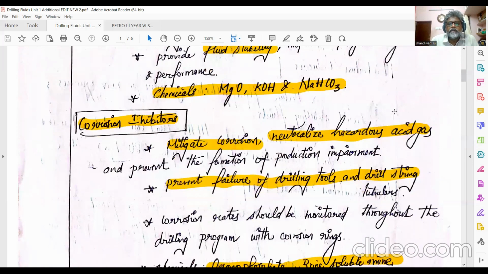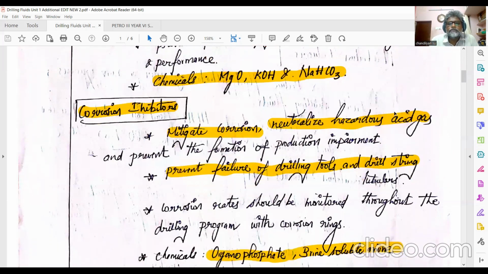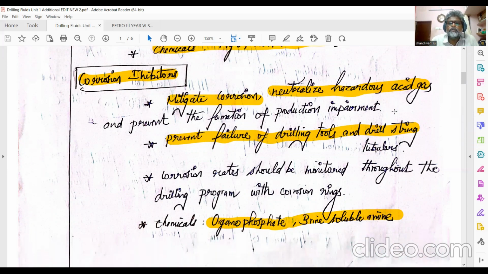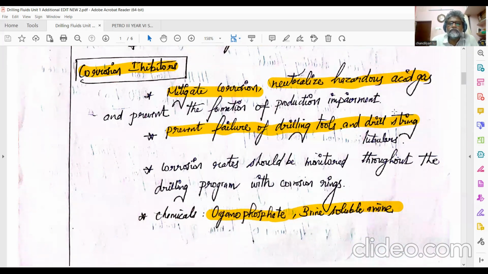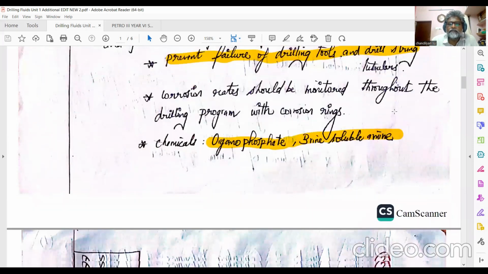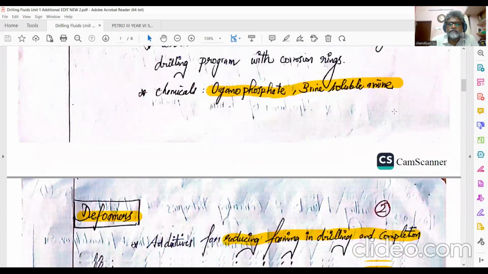Corrosion inhibitors. Corrosion inhibitors are the chemicals which are added to prevent the corrosion, stop the corrosion, mitigate, neutralize the acid gases. Acid gases are H2S and carbon dioxide. These two gases are present in the well fluid, which can be a result of corrosion. So, in fact, to neutralize these hazardous acid gases, we'll be adding corrosion inhibitors. Once the corrosion is stopped, the drilling tool and the drilling string failures can also be prevented. What are the chemicals for that? Organophosphate and tri-insoluble amine. These are added as corrosion inhibitors.